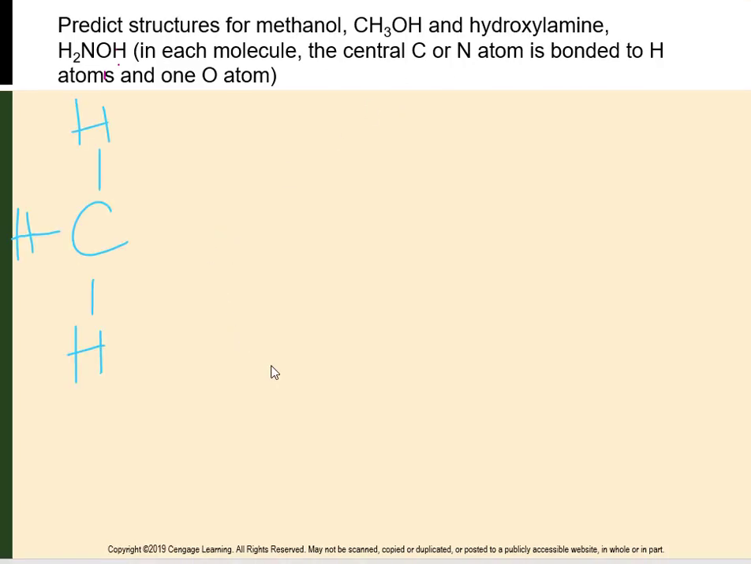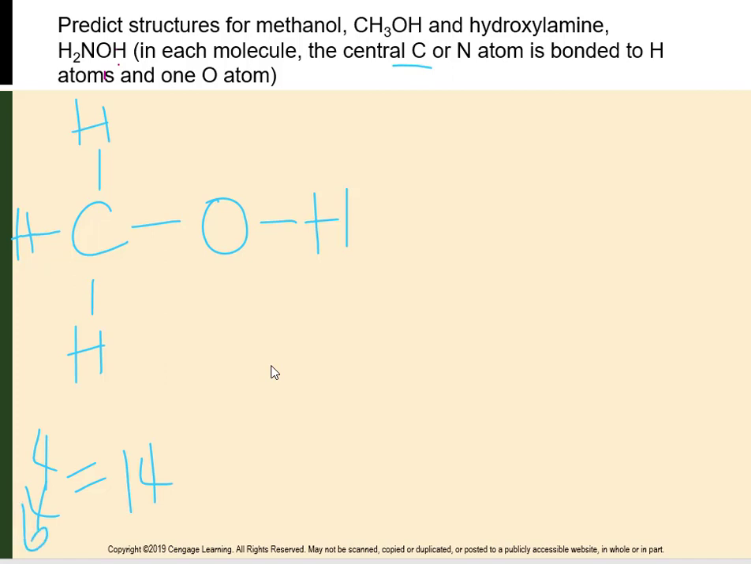Let's look and see how to get started here. It told me that for methanol, CH3OH, the central carbon was bonded to H atoms and 1 oxygen. So there's my CH3, and it told me that it was bonded to an O, and so then I have 1 more H left. That O also must be bonded to an H. Now let's do our electron count. Each hydrogen we know is 1. So 1, 2, 3, 4 for hydrogens, 4 for carbon, 6 for oxygen. So 4 plus 4 is 8, plus 6, 14 total.